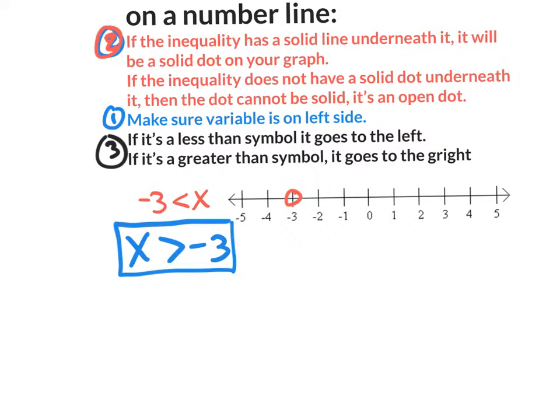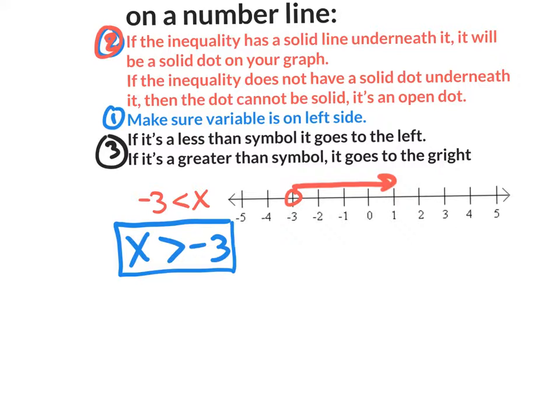So the first part, make sure the variable's on the left side. Second part, the inequality, if it has a solid line underneath it, it's going to be solid. If it doesn't, it's going to be open. And the third part, if it's a less than symbol, it goes to the left. If it's a greater than symbol, it goes to the right. So this says x is greater than -3. Greater than is to the right. So we're just going to go from that open dot and draw an arrow to the right. And that's how we graph inequalities.